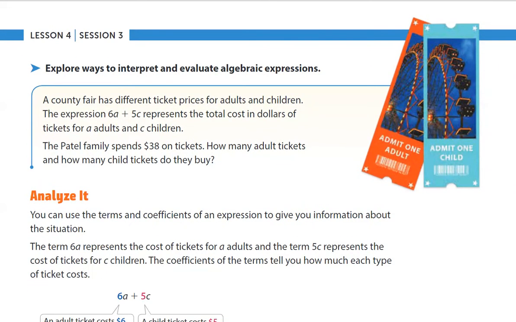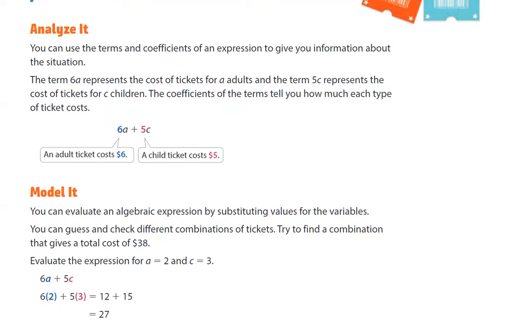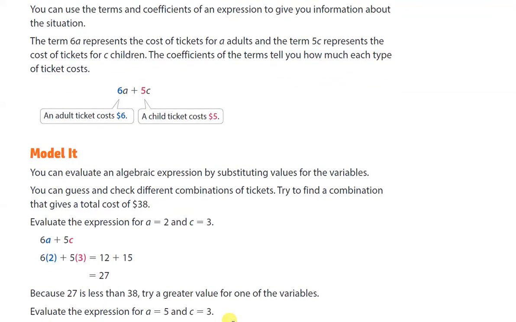Now let's look at how the book did it. Oh, look at that. Analyze it. So analyze it, you're just thinking about it. That's basically mental math. You can use the terms and coefficients of an expression to give you information about the situation. The term 6A represents the cost of tickets for A adults, and the term 5C represents the cost for the tickets of $5 for children. The coefficients of the terms tell you how much each type of ticket costs.